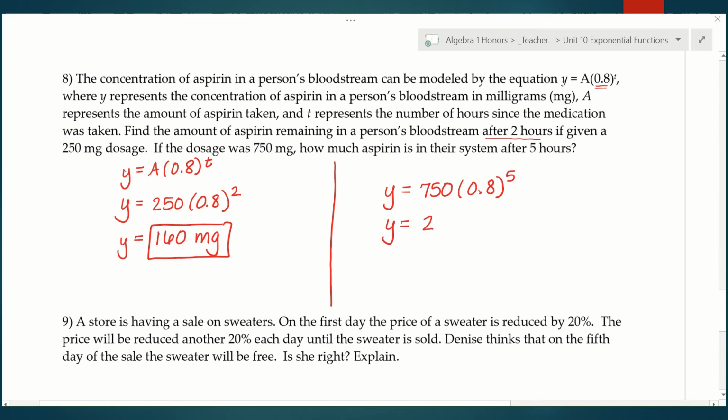Looks like 245.76 milligrams are left. All right, that's pretty interesting.